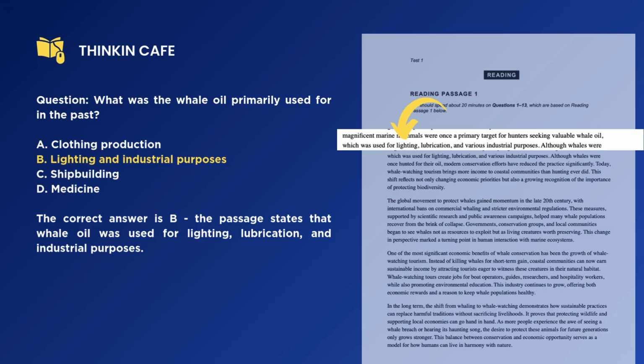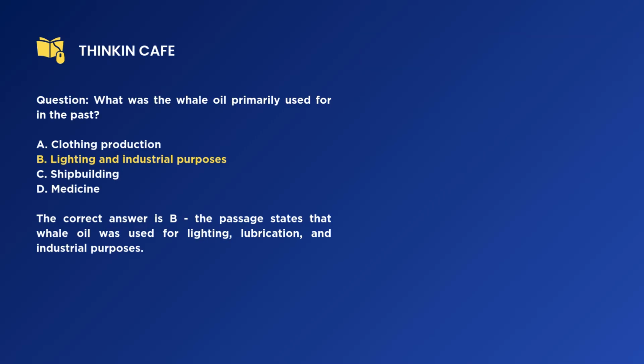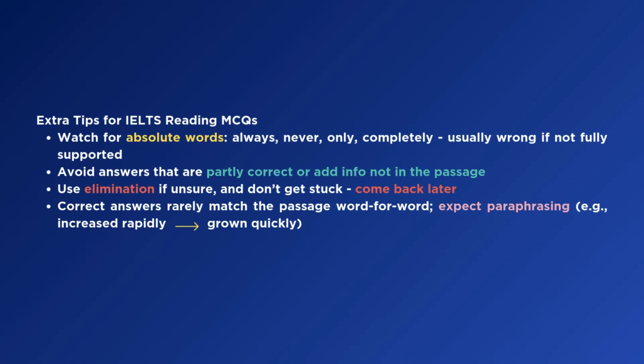Take note that it's normal that the passage has more information than the option. So, whale oil, which was used for lighting, lubrication, and various industrial purposes, is still correct. At this point, I'd like to talk about some extra tips. First, I really do recommend watching for absolute words like always, never, only, and completely. If the passage doesn't fully support them, they're usually wrong.